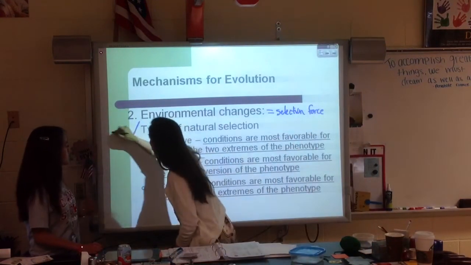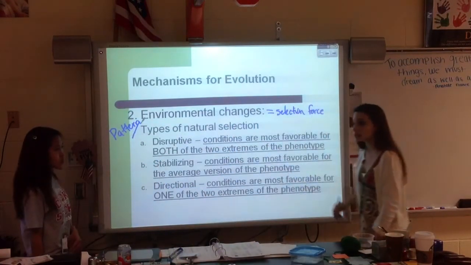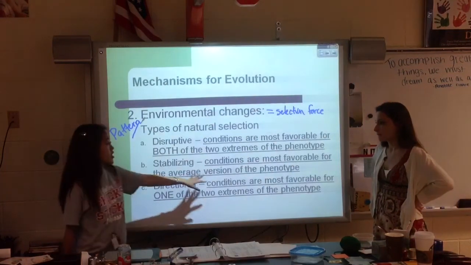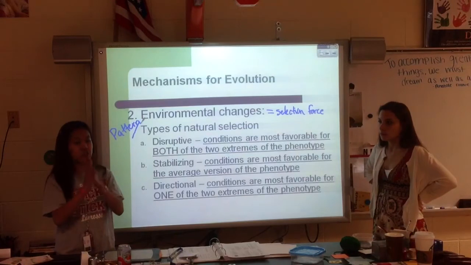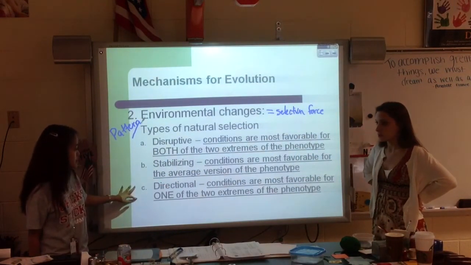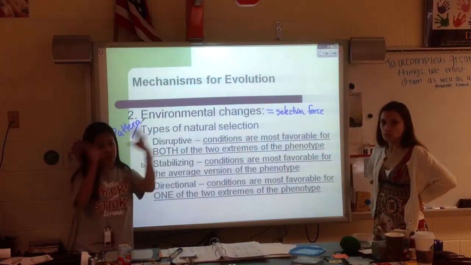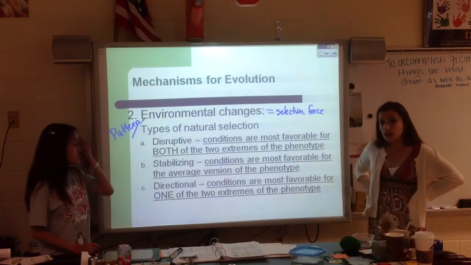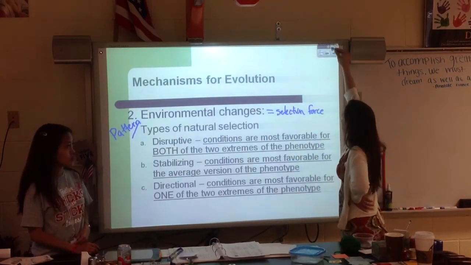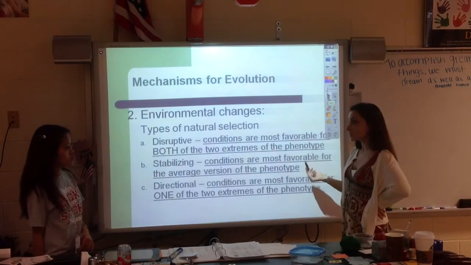Or we're just going to add in the word pattern real quickly, because sometimes we'll see patterns. So the second would be stabilizing selection, and this is where conditions are most favorable for the average version of the phenotype. And then you have directional selection, where conditions are most favorable for one of the two extremes, so either or. And so you might need to pause the video at this point if you need a little bit more time writing. But we're going to go ahead and look at an example of this, because sometimes it makes a little bit more sense when you see a picture.